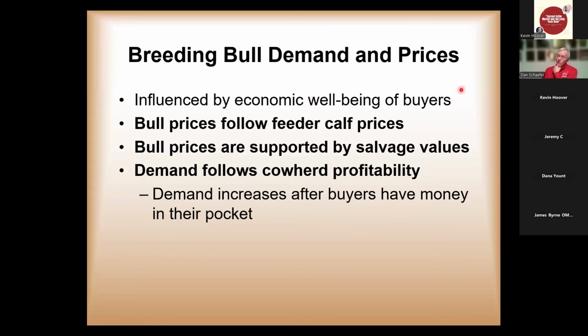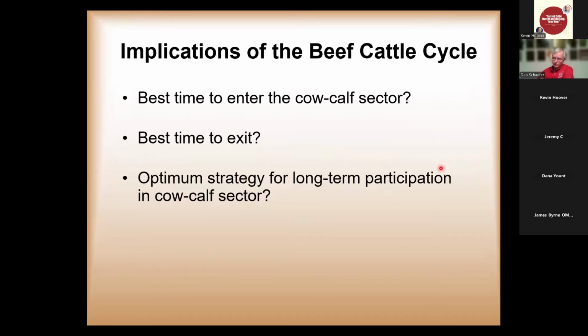All right, the pricing of cattle also carries over into breeding bull prices. Breeding bull demand is influenced by the economic well-being of cow-calf operators. Bull prices follow feeder calf prices. Bull prices are supported by the salvage values of bulls. Cull bulls now bring approximately $2,000. That's going to elevate the prices paid for yearling bulls and 2-year-old bulls. So demand follows cow herd profitability. Demand increases after buyers have money in their pocket.